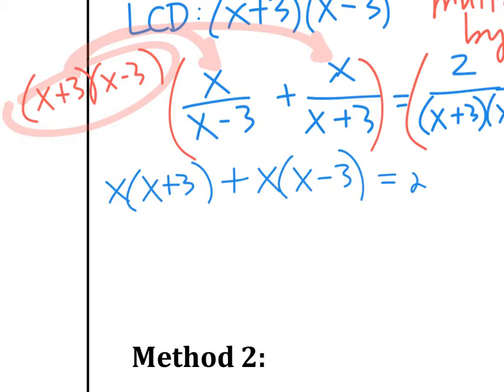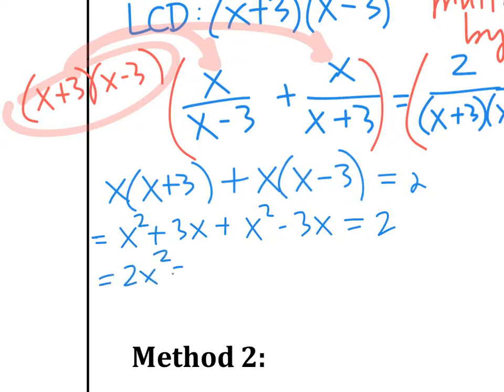Just like how we solve everything before. Distribute the x, okay, that is the first thing to do. X squared plus 3x plus x squared minus 3x equals 2. And then what? Simplify, okay, combine like terms. 2x squared equals 2. Okay, divide by 2. X squared equals 1. And then x is equal to what? Plus minus 1. Thank you. Plus minus 1, not just 1. Every time you square root, you have plus minus.